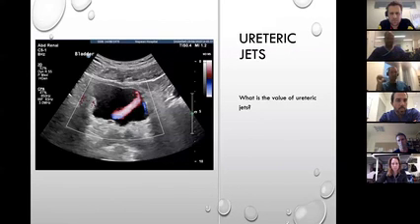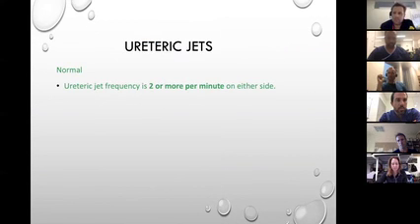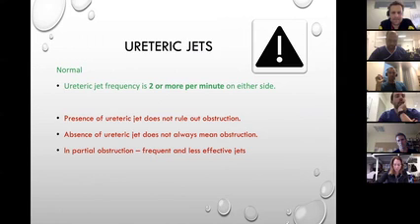All right, so what's the value of these jets? Before I go to that: normally, when someone has been well hydrated, you see frequencies of around 2 or more per minute on either side. But the presence of a ureteric jet does not rule out obstruction. You could still have partial obstruction and still get jets. That's number one. Absence of a ureteric jet does not always mean obstruction.